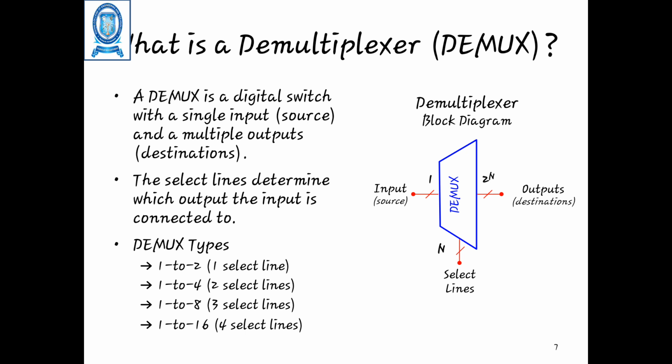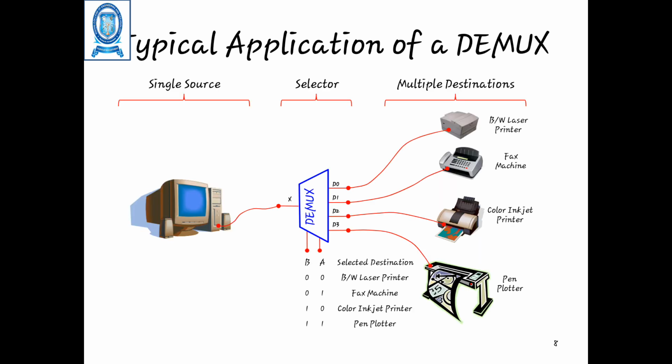For a 1 to 2 demultiplexer, the selective line is 1. For a 1 to 4 demultiplexer, the selective lines are 2. For a 1 to 8 demultiplexer, the selective lines are 3. And for a 1 to 16 demultiplexer, the selective lines are 4. So it is a digital switch with a single input. The input of a demultiplexer is always a single line and the outputs are more than one, that is 2 power n outputs. The selective lines are used to determine which output the input should be connected to. That is the function of a demultiplexer.